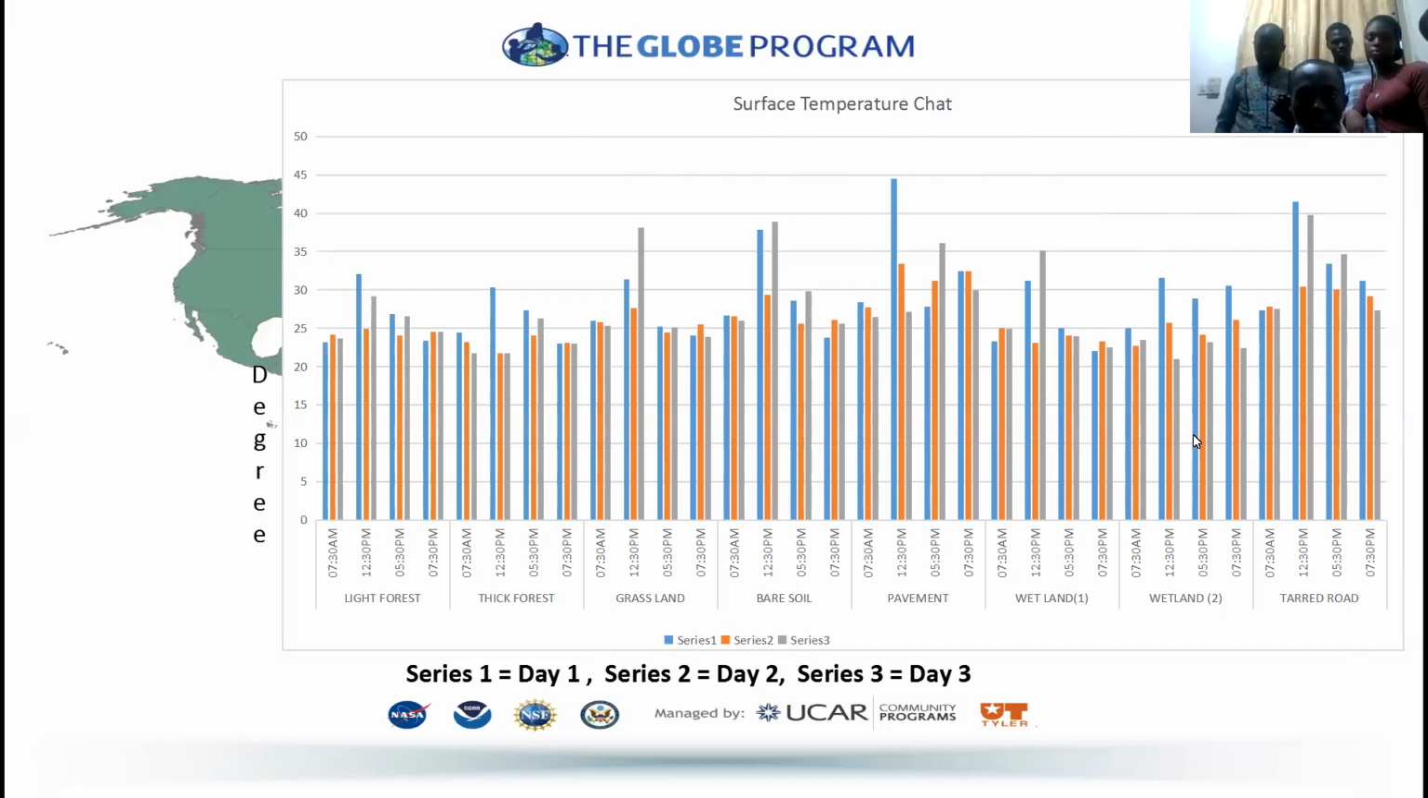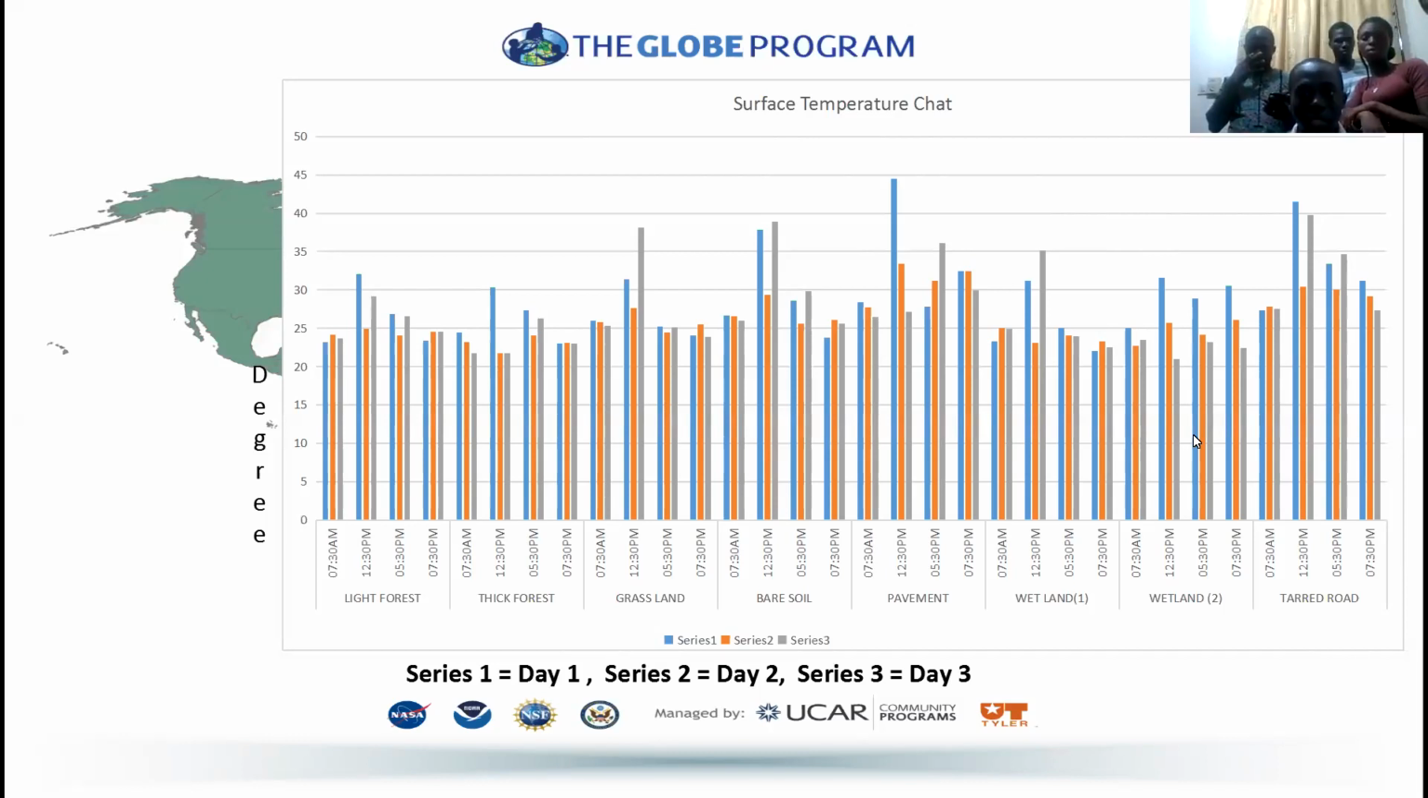Here you can see from the horizontal axis, we have the time. We took it four times in a day. Then we have the locations: the light forest, the forest, the grassland, the bare soil, the pavement, the wetland 1 and wetland 2. Wetland 1 is an open area, while wetland 2 is a covered area with vegetation. And on the vertical axis, we have the temperature in degrees Celsius.